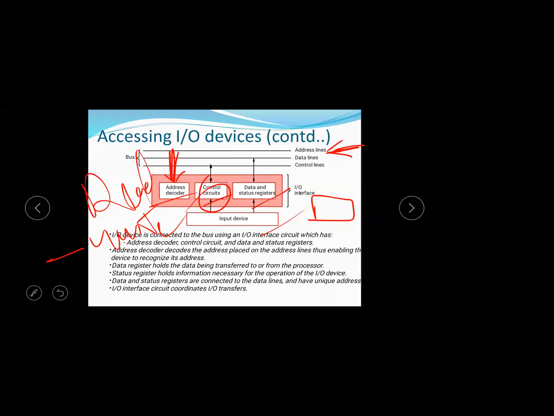Okay, and the address decoder is for addressing the device, and the data register holds the data from the input device and transfers it to the processor. Similarly, processor to data out register and then transfer to output devices. The status register shows whether the device is ready to accept the data or whether the device is ready to receive or send the data. రిసీవ్ చేసుకోవడానికి సెండ్ చేయడానికి రెడీగా ఉందా లేదా. The status information is known by the processor through status registers. These three are combinedly the IO interface circuits.